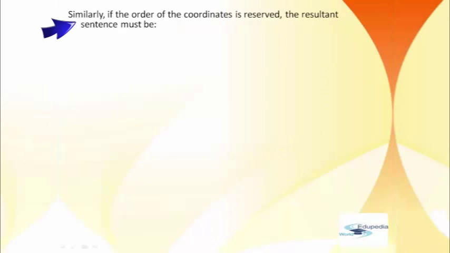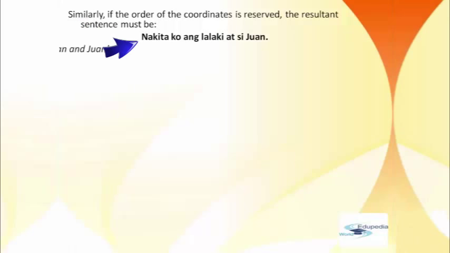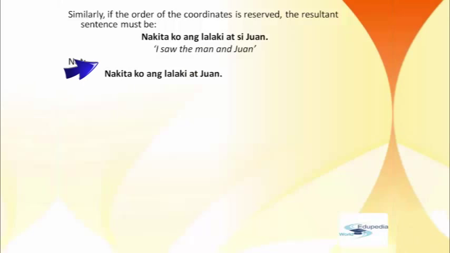Similarly, if the order of the coordinates is reversed, the resultant sentence must be nakita ko ang lalaki at si Juan. I saw the man and Juan. Not, nakita ko ang lalaki at Juan.